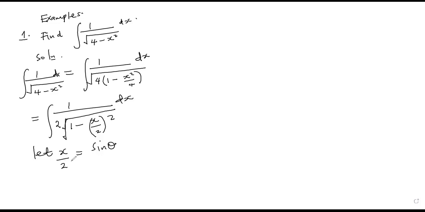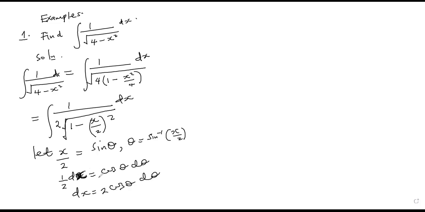So x over 2 is equal to sine theta. If x over 2 is equal to sine theta, it means that theta is equal to sine inverse x over 2. Then when you differentiate both sides, x over 2, it will be a half dx is equal to cos theta d theta. So that dx itself is equal to 2 cos theta d theta, of course, you multiply just a 2 throughout.